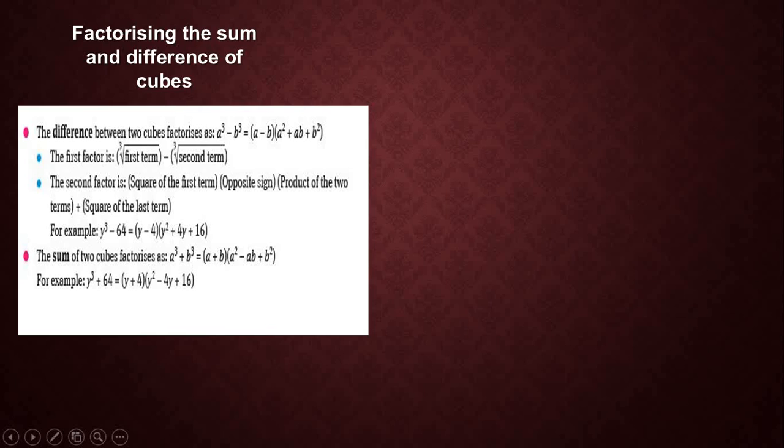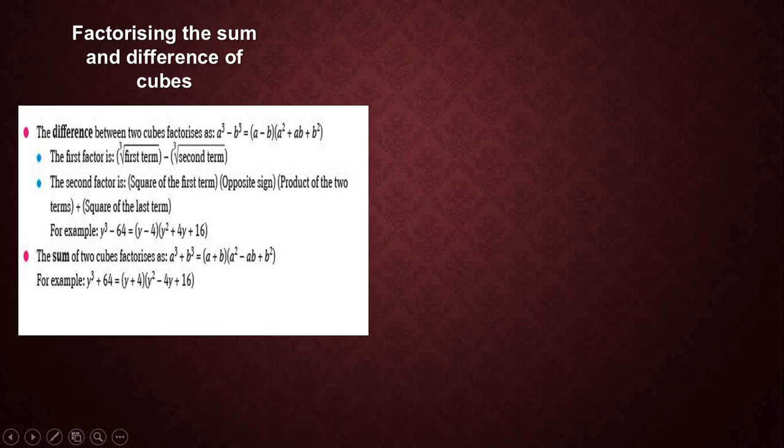So the first factor is, you open a bracket, a cube root of the first term, which is a, minus a cube root of the second term. That is the first factor, which is what you have somewhere there. The second factor is this trinomial here, a squared plus ab plus b squared.